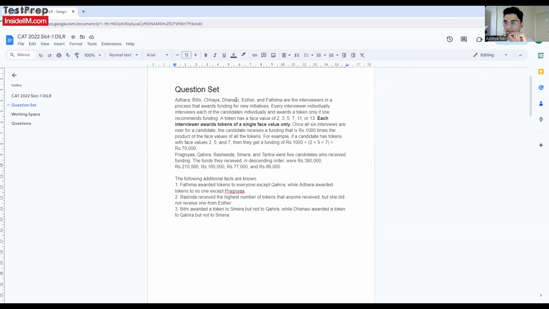So these are not respective values, but rather they've just arranged 5 values in descending order, and we will probably have to figure out who gets how much money. They've also given us 3 facts saying that F awarded tokens to everyone except Q, A awarded tokens to no one except P, R received the highest number of tokens, but she did not receive one from E, and B awarded a token to S but not to Q, while D has done the opposite, awarded one to Q but not to S.